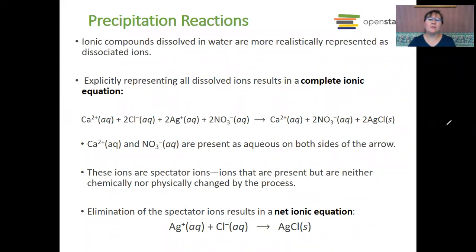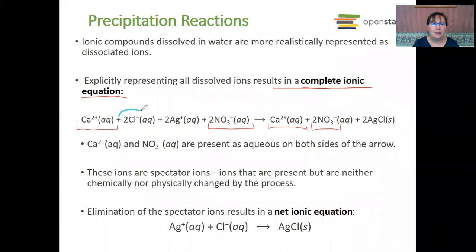Ionic compounds dissolved in water are more realistically represented as dissociated ions. But then it's kind of bulky. Before, on the previous one, we had our molecular equation where everything looked like it was a molecule, even though it wasn't. They're stuck together in kind of what their associated ions would be if they were stuck together. However, more commonly, we will use what is called a complete ionic reaction. In the equation we had before, we had our calcium and our nitrate. And our calcium and our nitrate stay in solution. They're called spectator ions.